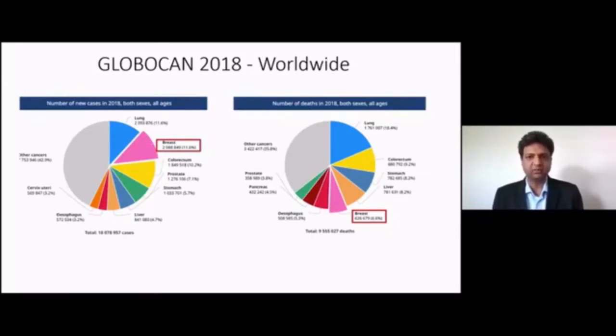However, the death rate from breast cancer is slightly lower compared to lung cancer because of improvement in early diagnosis as well as treatment. I will talk about that a little bit later on. But needless to say, worldwide, breast cancer is one of the commonest cancers that are seen.